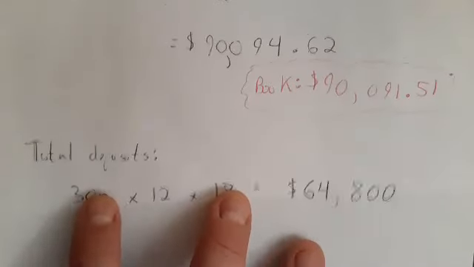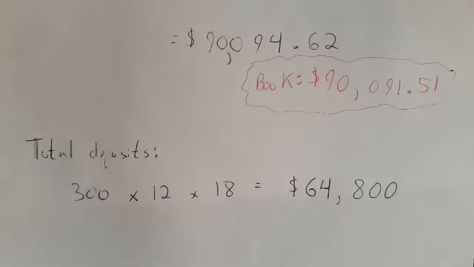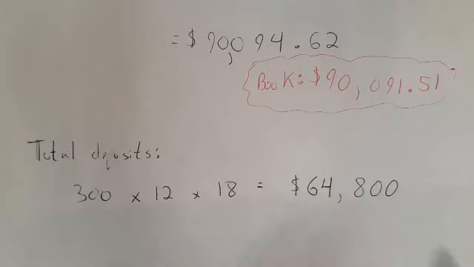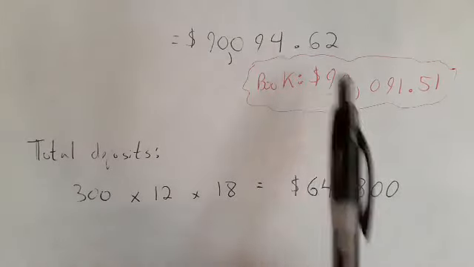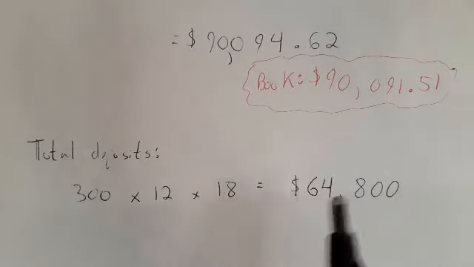Yeah, okay. So total deposits should be a deposit of 300 by 12 by 18. That should give you the 64,800. And so what does that sort of mean? That's it. Okay. And so what does that mean? This is the amount that we have in the account. This is the amount that we've paid. So what is that other money called? Interest. Yeah, it's your interest.